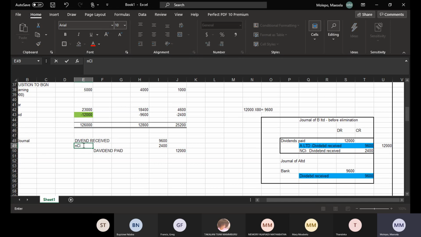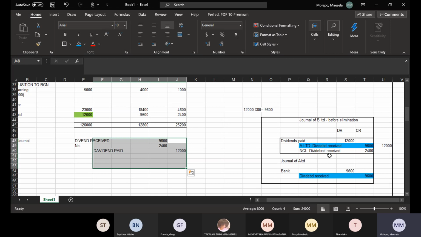So the NCI will be the same people who got those dividends, the likes of Memory, Tandeka, Stephen, and Buisi. Does it make sense now? So the purpose of these consolidations here is that you are reversing whatever you've done in your books alone when you are declaring the dividends or when you are receiving the dividends from the dividend declared by Stan. Okay. Is it fine now?